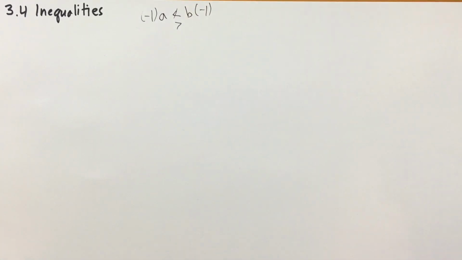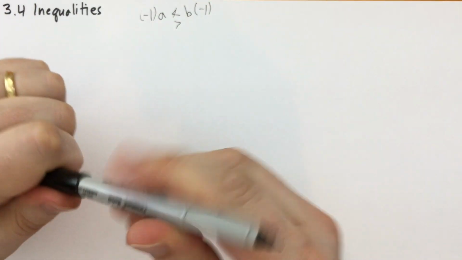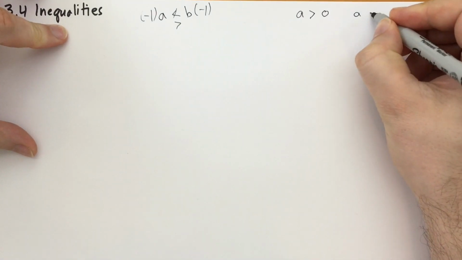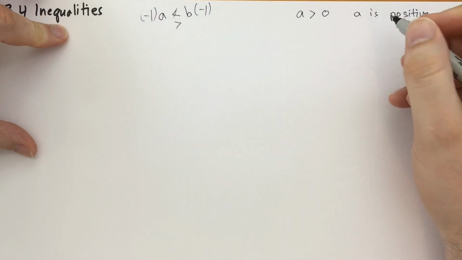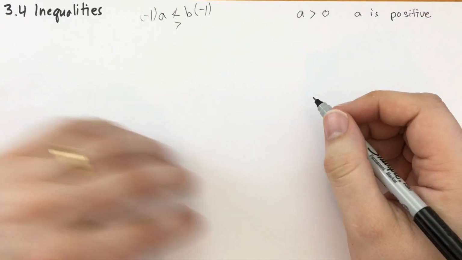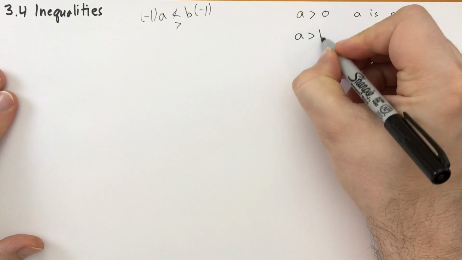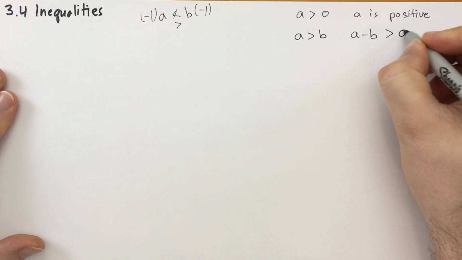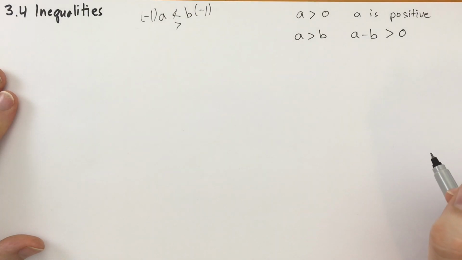But we're going to go through and have some fun with math talking about how this works and why it works. So if we write a is greater than 0, that means a is positive. Those two things are the same thing. So positive means it's not 0 and it's not negative. If a and b are two real numbers, we write a is greater than b. What that means is if you start with a and subtract b, you get something greater than 0, which means that this difference is positive.